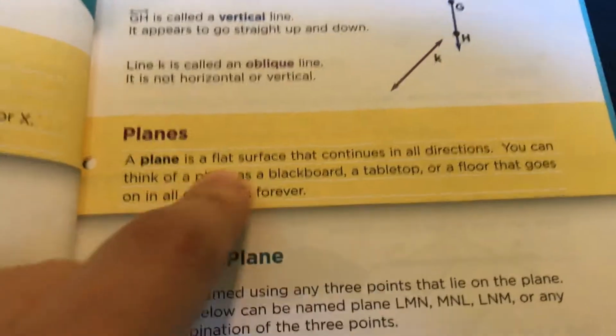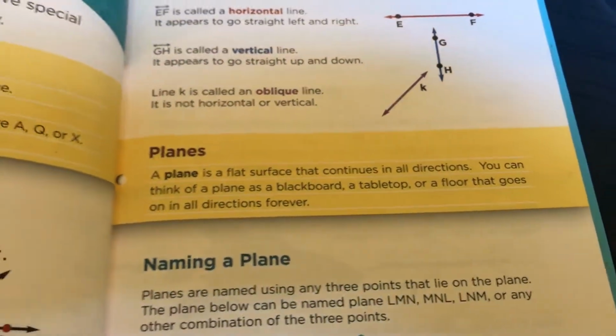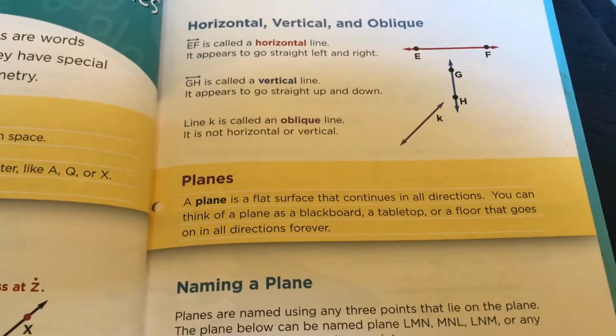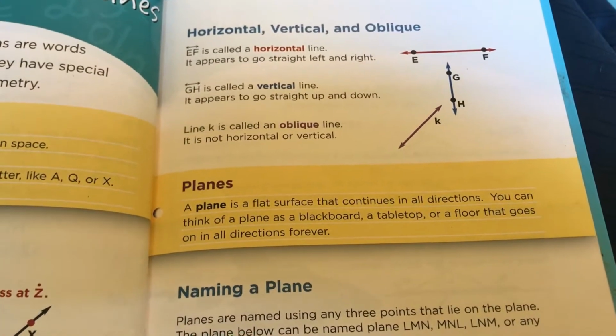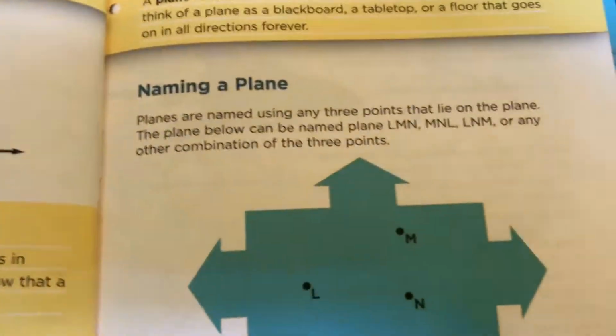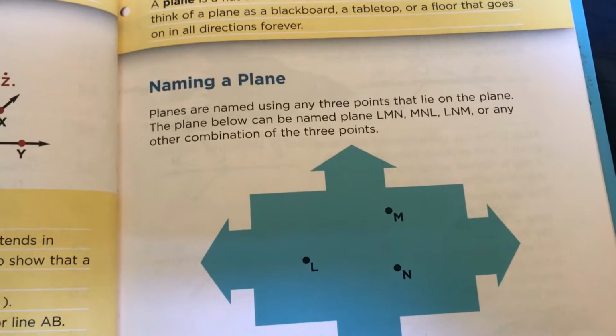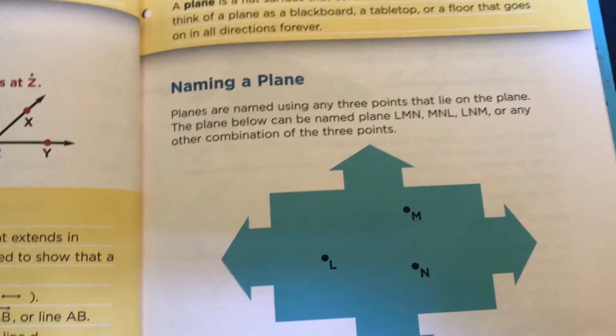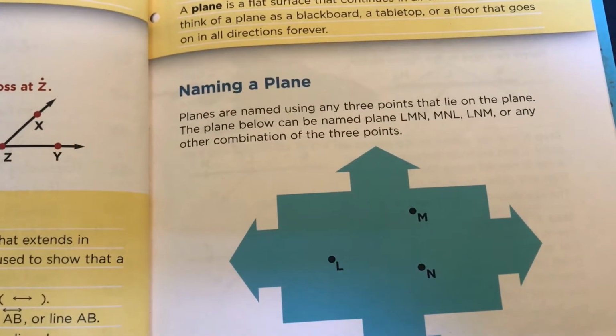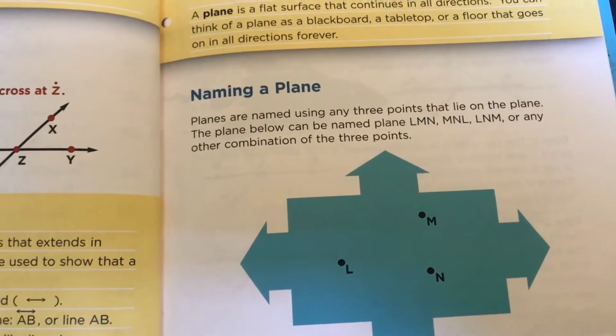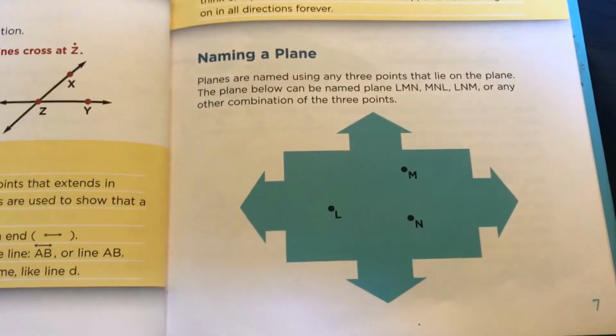Planes. A plane is a flat surface that continues in all directions. You can think of a plane as a blackboard, a tabletop, or a floor that goes on in all directions forever. Naming a plane. Planes are named using any 3 points that lie on the plane. The plane below can be named plane LMN, MNL, LNM, or any other combination of the 3 points.